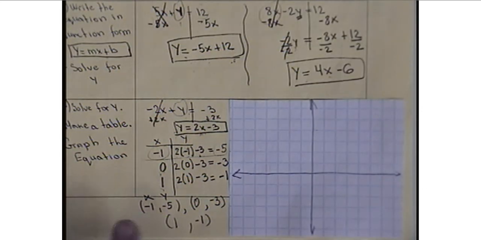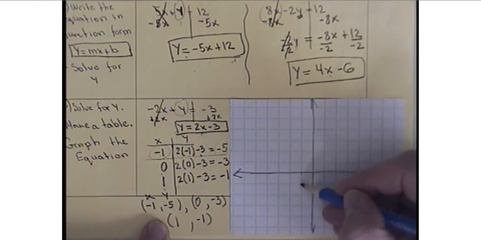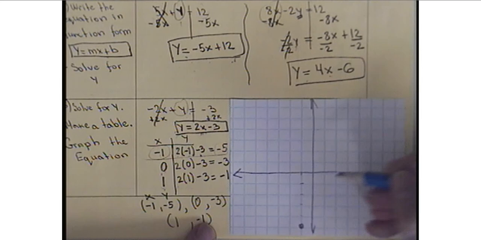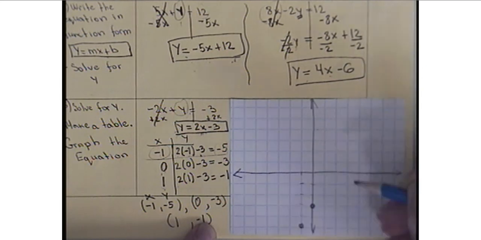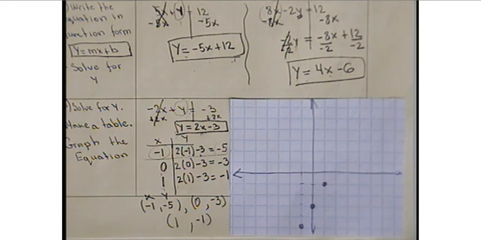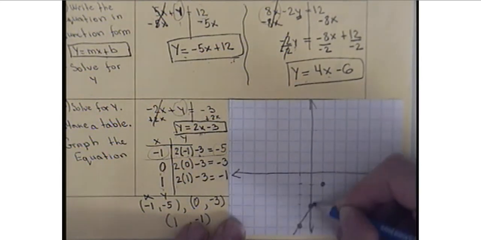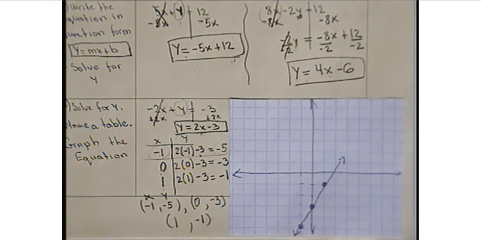So negative 1 for x and negative 5 for y will be 1, 2, 3, 4, 5 down here. Then we have 0 and negative 3, which is right here. Then we have positive 1 and negative 1. So this will be my next point. Once we have all the points, we can just connect those and we will get our function line written on the graph.